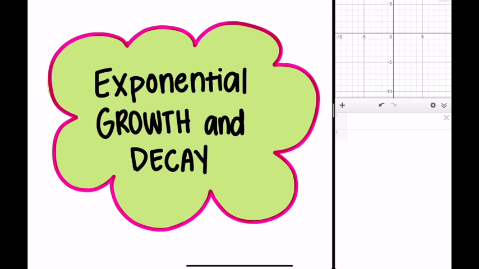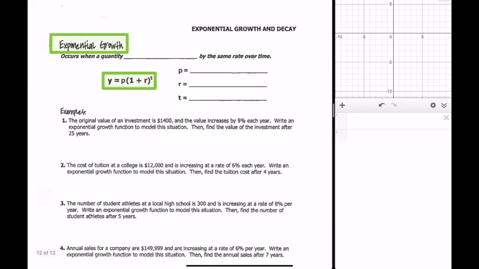In this video, we're talking about exponential growth and decay. First, we're going to start with exponential growth. Exponential growth occurs when a quantity increases by the same rate over time. Now, that rate is going to be a percentage.